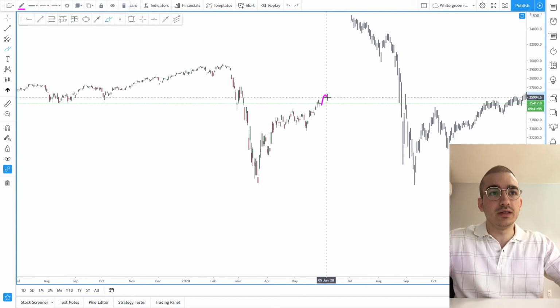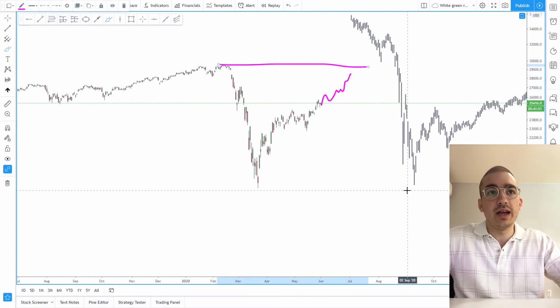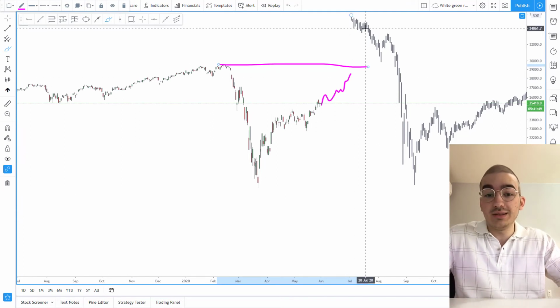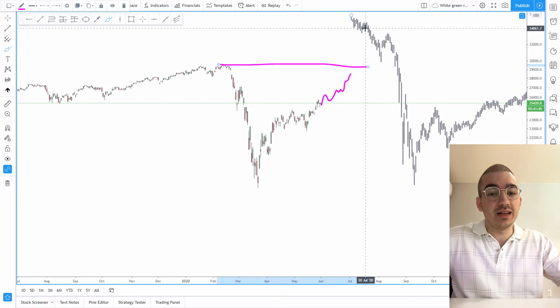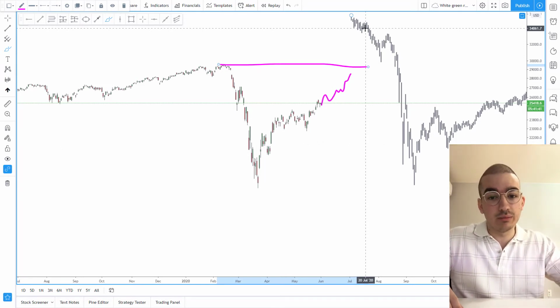So we could do this and this and this and this and this and this. Could we even retest the all-time high and even break through? It's not impossible, right? It doesn't make a lot of sense to think like that because of the current economic situation with very high unemployment, a lot of businesses that will go bankrupt.